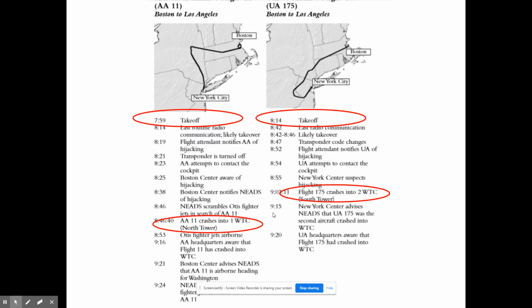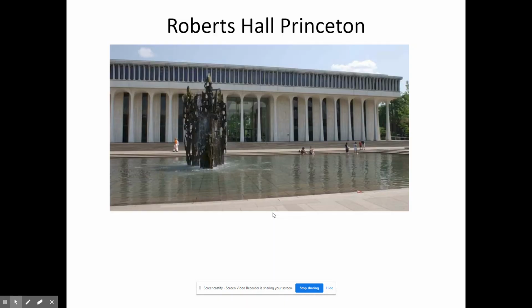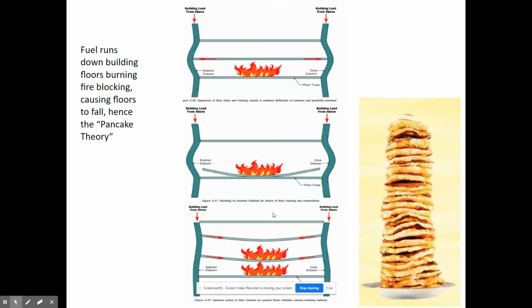We know that planes were hijacked because we have the takeoff and the hijack times. And again, this is using the 9/11 Commission report. We know that two planes crashed into the North and South Tower, Flight 11 and Flight 175. We also know that jet fuel poured down and started to burn some of the fire block that caused one floor to kind of fall on another and fall down like a stack of pancakes.